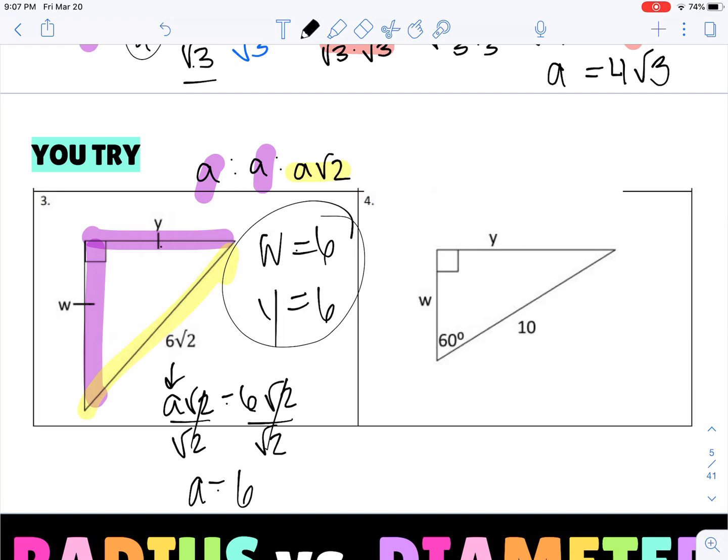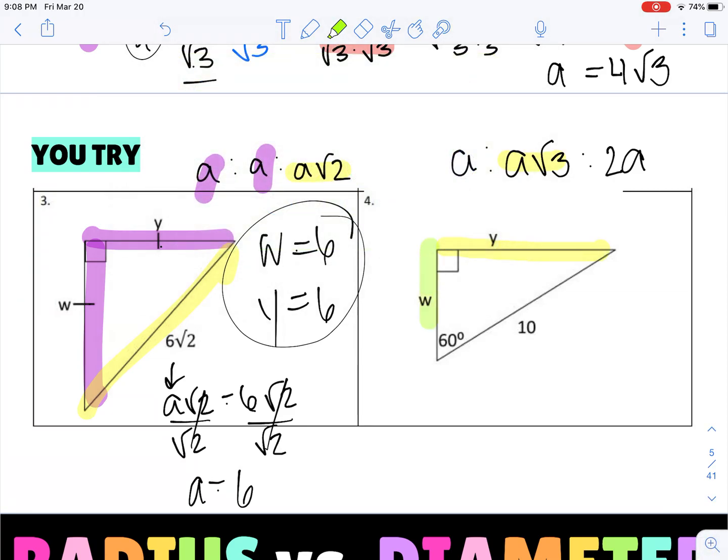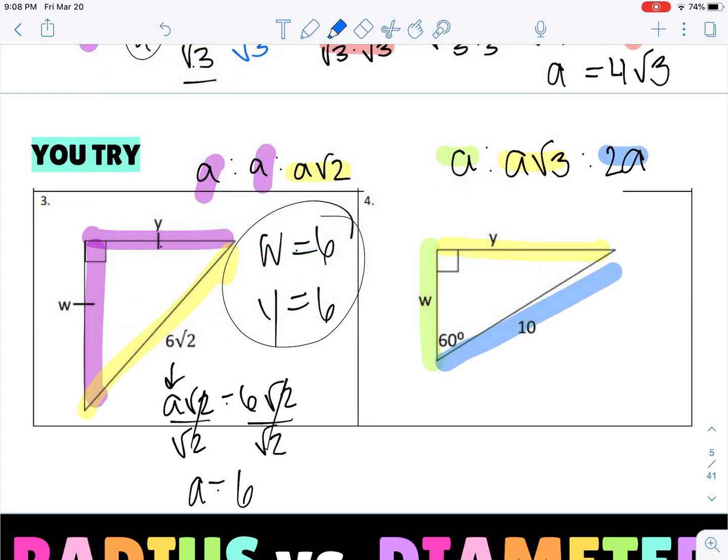That problem is complete. The next problem is a 30, 60, 90. They have a relationship: if I know the short leg, I know the long leg is square root of 3 times longer, and I know the hypotenuse is twice as long as the short leg. We want to match up the sides. The long leg is always opposite the 60-degree angle. The short leg is always opposite the 30-degree angle, which we can assume is 30 because the angles in a triangle always add up to 180. And lastly, the hypotenuse is twice as long as the short leg.